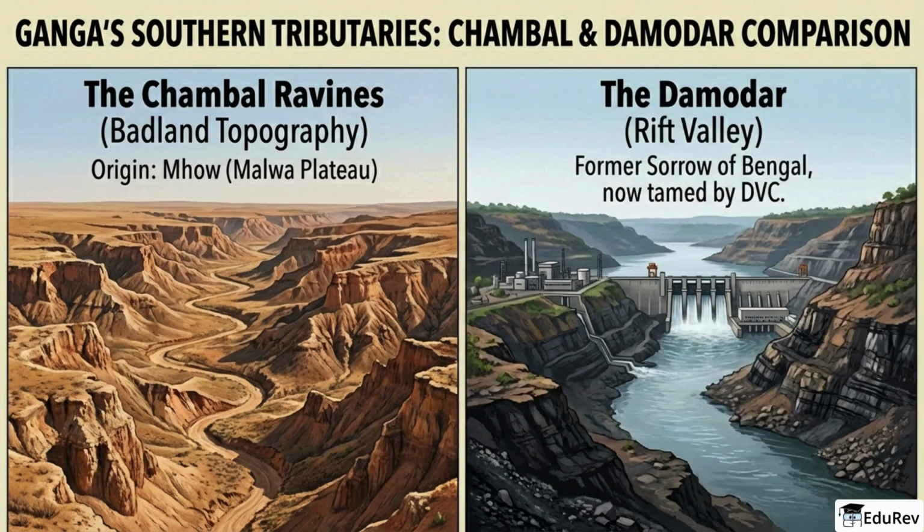Now the Damodar is different. It flows through a rift valley. Historically, it was called the Sorrow of Bengal. But that destructive reputation was later reduced after control measures under the DVC, meaning the Damodar Valley Corporation. So remember the contrast clearly. Chambal means ravines and badlands. Damodar means rift valley and flood control history.